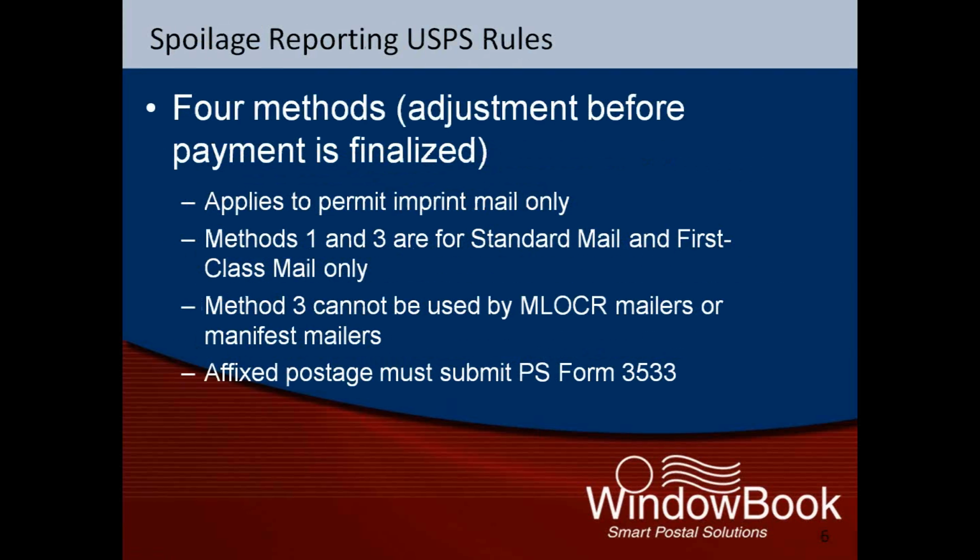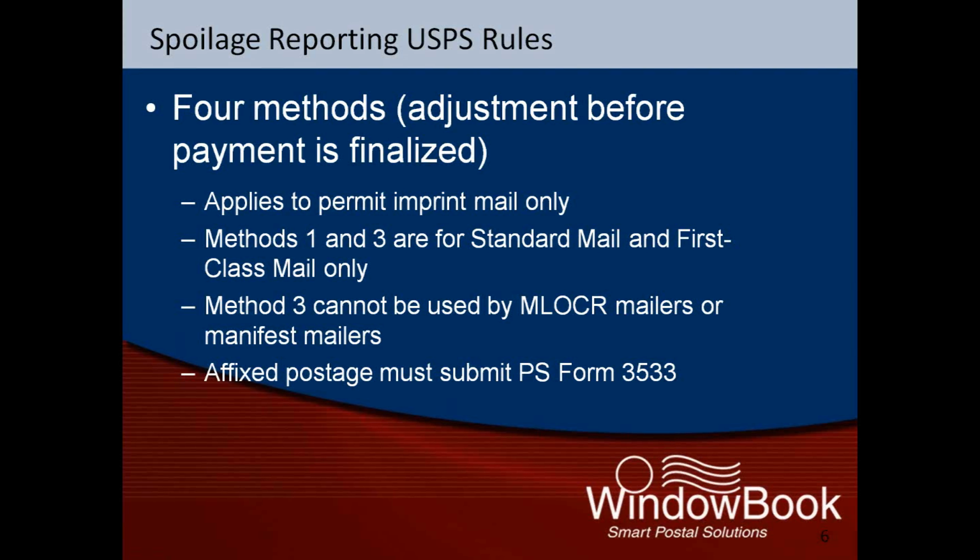The Postal Service has provided specific guidelines for reporting spoilage. These are detailed in A Guide to Intelligent Mail for Letters and Flats. There are four methods for handling spoilage. All four methods apply to adjustments that are made before the final postage is made. Any spoilage reporting done after postage payment is finalized must be done manually using a hard copy form requesting a postage refund. We'll review this option in a moment.